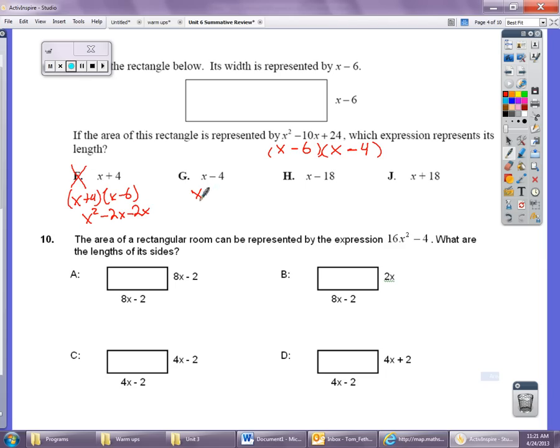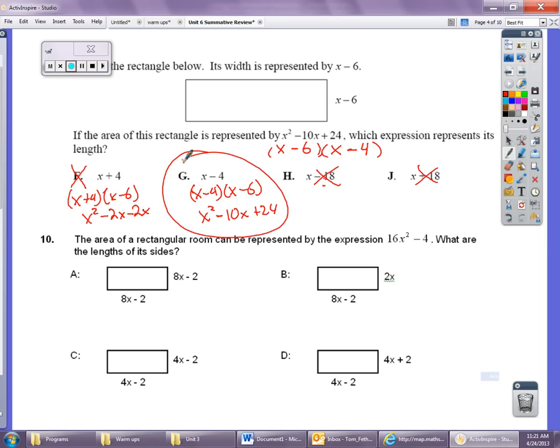And then when we have x minus 4 times x minus 6, that will give us x squared minus 10x plus 24. And then looking at the other choices, we know that they're not even going to give us the 24. So the answer here is G.